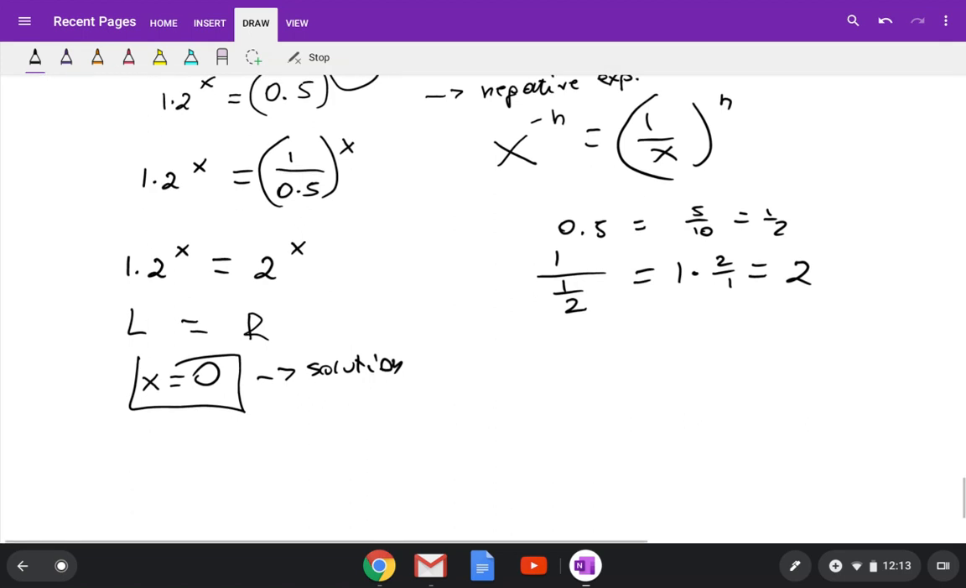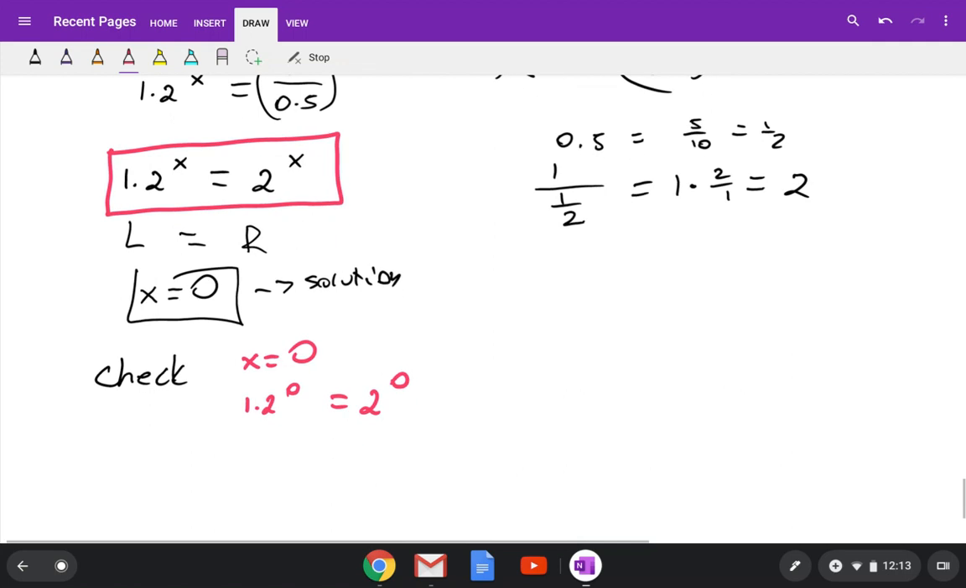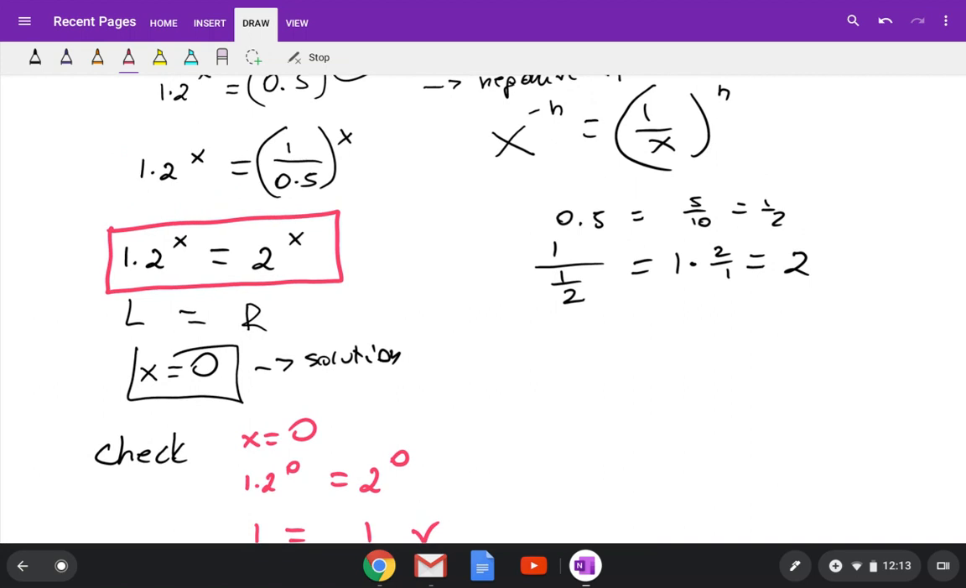Let's check. Sometimes we really don't need to go farther. We should be able to see it. When they are equal, for which x are the left side and right side equal? Only when x is equal to 0. Check x equals 0. So you're getting 1.2 to the power of 0 equal to 2 to the power of 0. So we're getting here 1 equal to 1, which is correct. For other x's, it's not going to work. Okay, so I'm going to stop. x equals 0 is our solution.